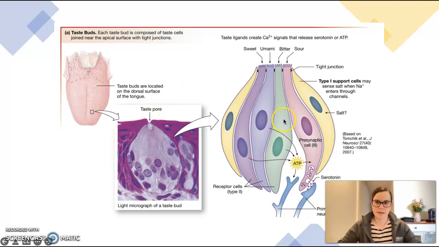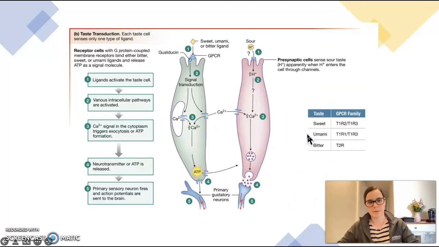On the right-hand side, this is going to show us our 5 different types of tastes and the receptor pathways, very briefly describing what we're going to go through. So, sweet, umami, bitter, sour, and then we have salt over on the right-hand side. So let's go into that a little bit deeper. This is going to be taste transduction.